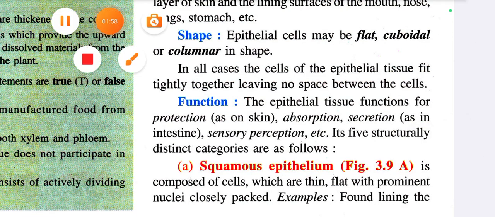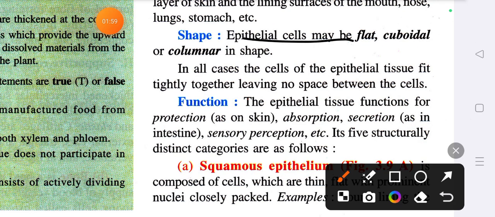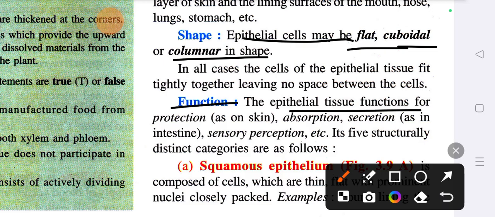So see, shape. Epithelial cells may be flat, cuboidal or columnar in shape. In all cases, the cells of the epithelial tissue fit tightly together, leaving no space between them. So they are closely packed. Functions. The epithelial tissue functions for protection, as on skin it protects the skin. Absorption, that is in the intestine, it helps in absorption.